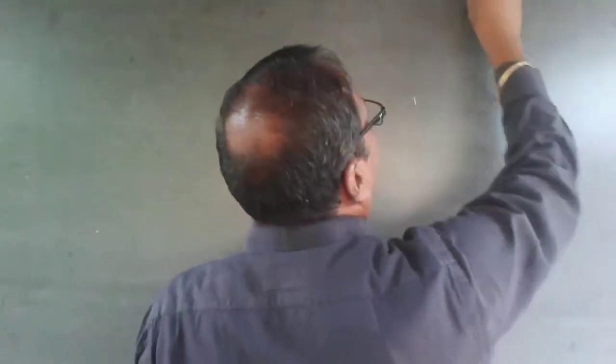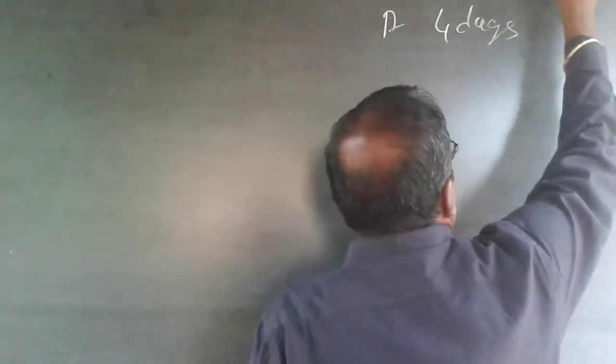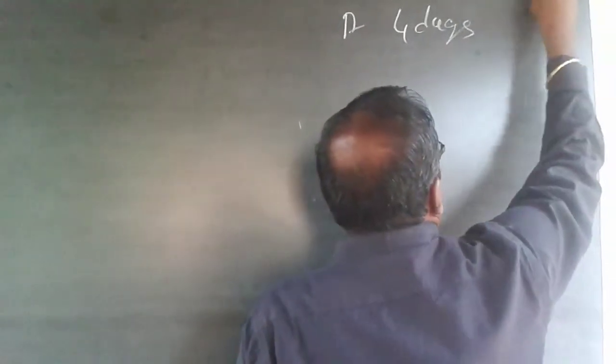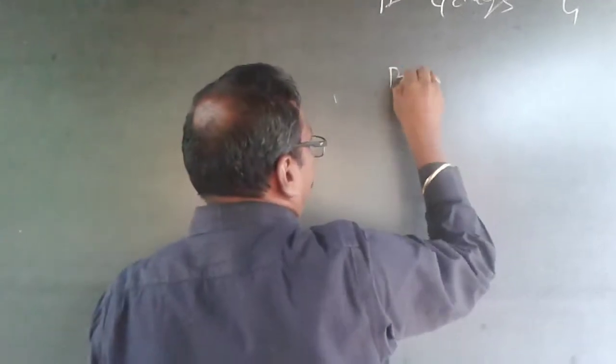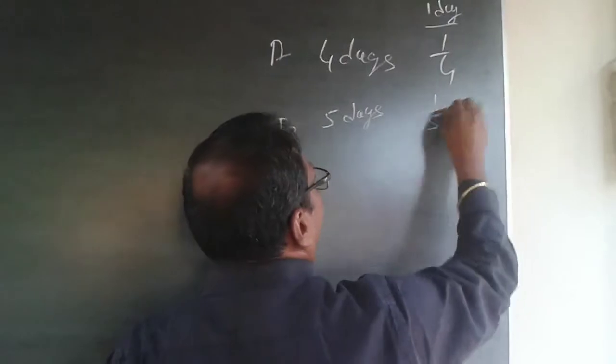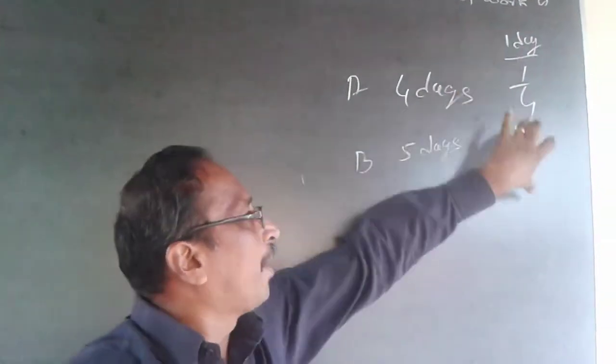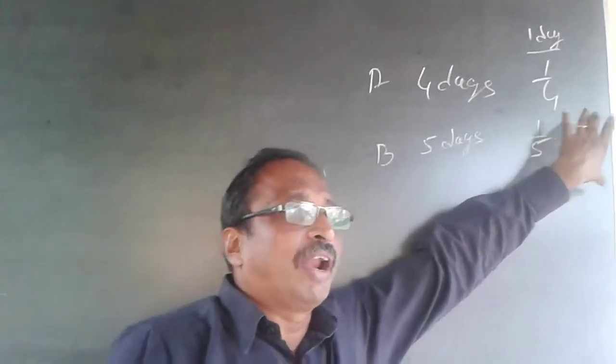In time and work, always convert your work done into a single unit. Supposing somebody says A can do a work in 4 days. So in 1 day, find out what he will do. It will be 1 by 4. Similarly, B can do the work in 5 days, so he will do 1 by 5 in 1 day. Always convert as unitary.